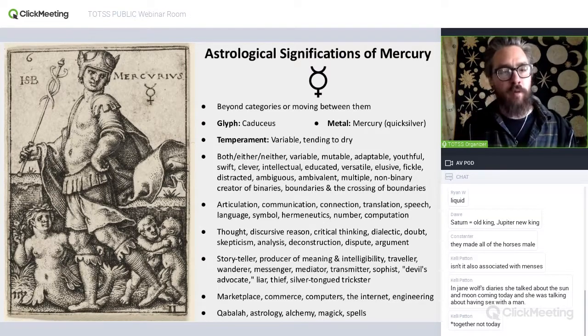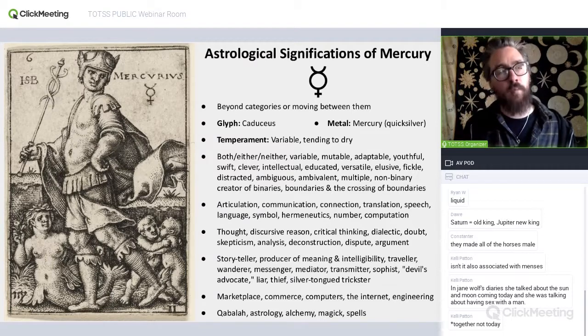Articulation, I think, is a really nice word for Mercury. It refers both to speech as well as an object that is articulated. It has a joint or a separation where the parts of the thing can be moved relative to each other. So the idea of breaking things down into pieces is very mercurial. Other things like communication, connection, and here not so much interpersonal connection, but connection of ideas to each other. Mercury rules translation, speech, language, symbol.